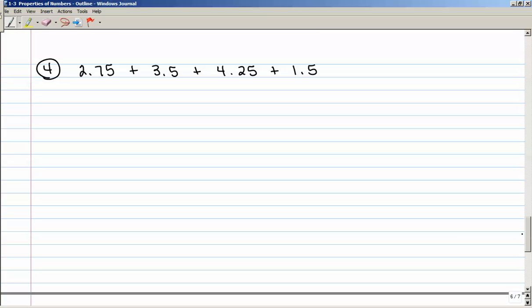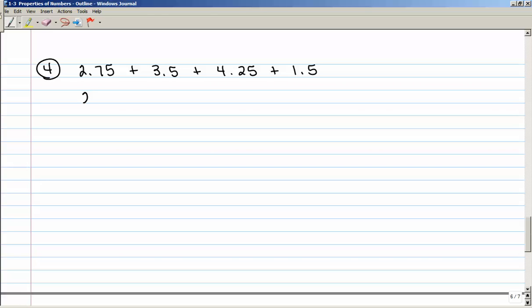Okay. Number 4, 2.75 plus 3.5 plus 4.25 plus 1.5. And again, I'm going to rearrange these a little bit so that I can do some mental math. I'm noticing a 0.75 and a 0.25. Think money, 75 cents, 25 cents. That's going to give me one whole. And here I have a 0.5 or a 1/2 and another 0.5.